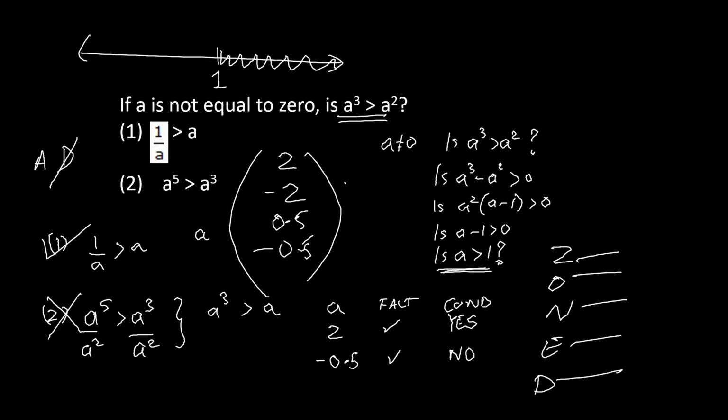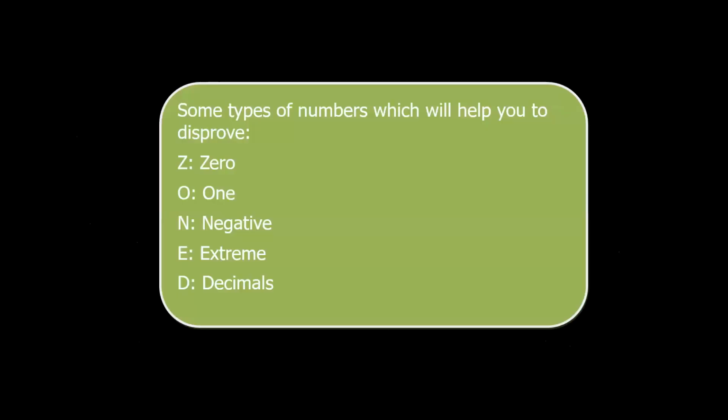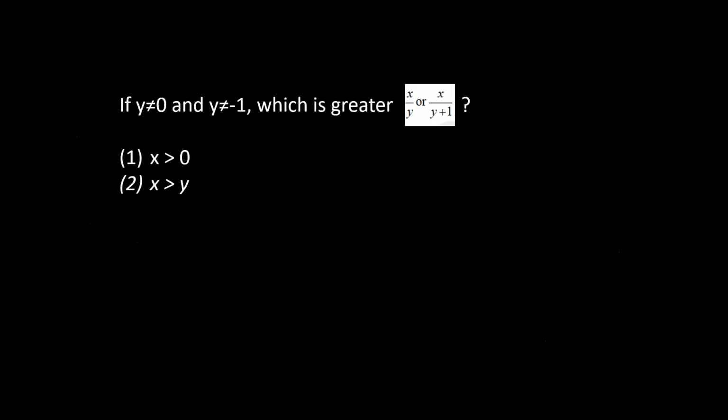Okay, let's actually see another question. Okay, so here it is. Some of the numbers that will help you to disprove are 0, 1, negative numbers, extremes, and decimals. Okay, why don't you guys try this question?